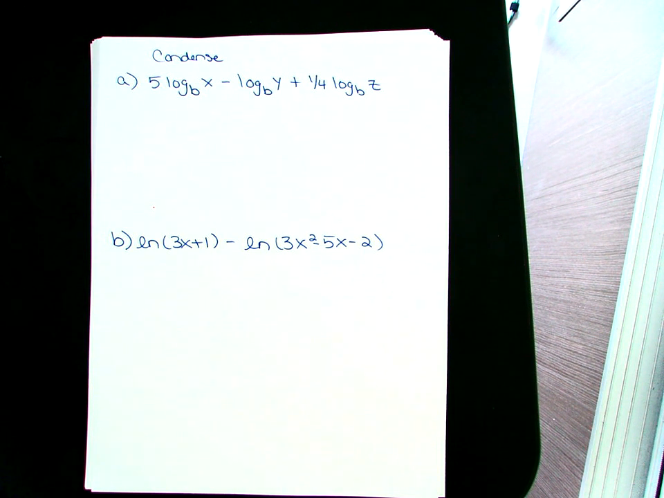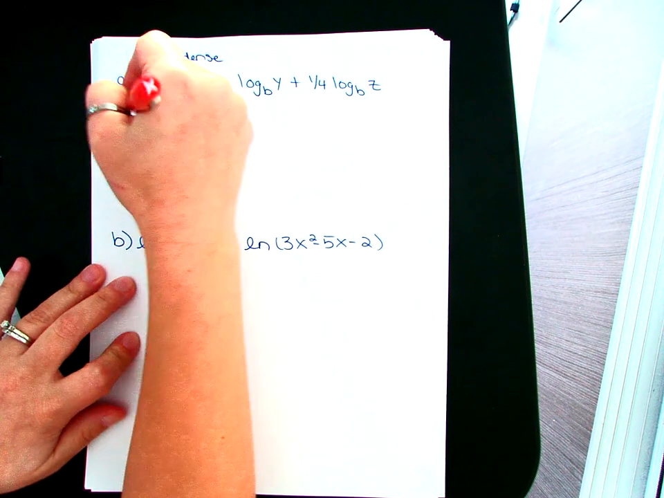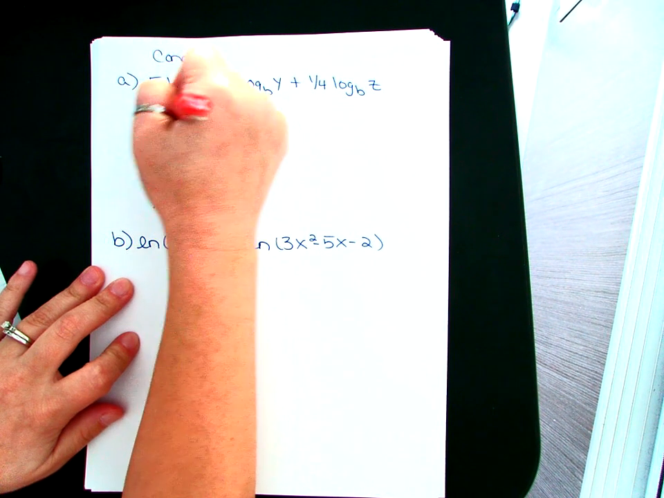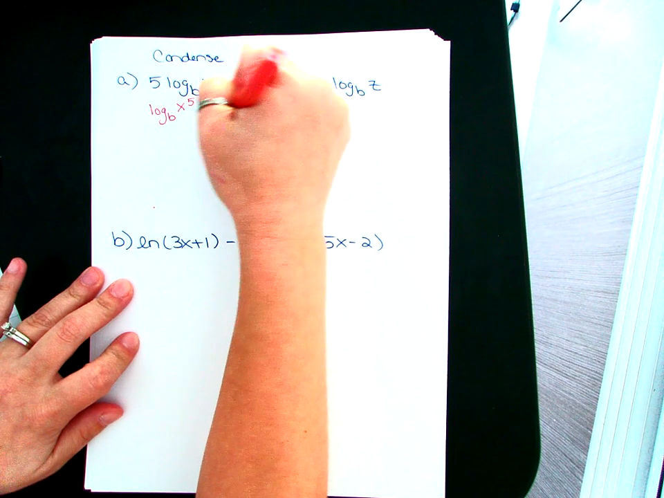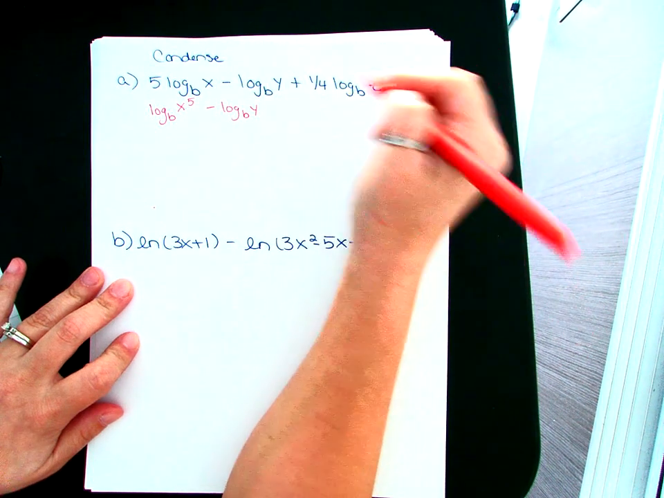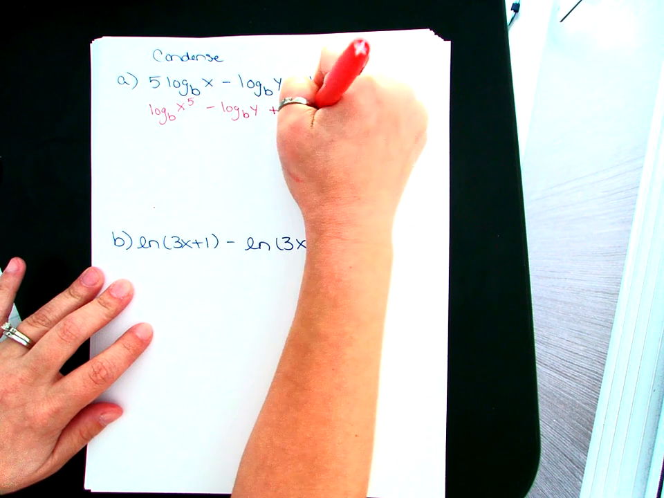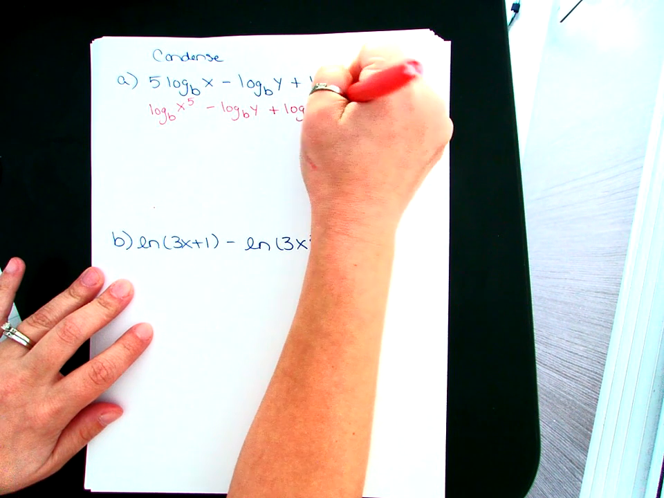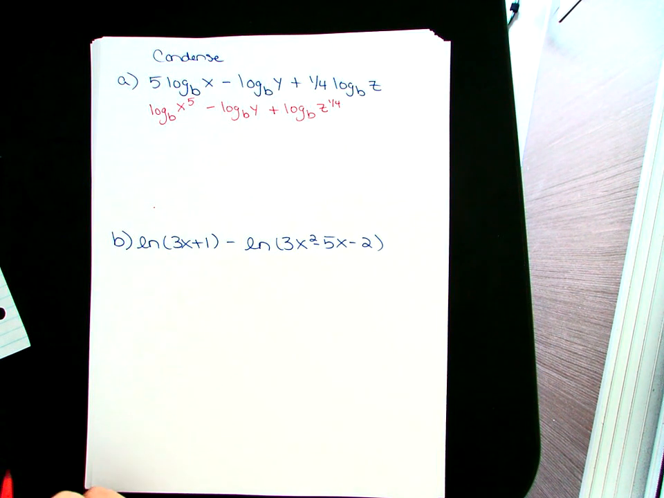And that's usually the easiest place to start. This 5 out front is going to come inside and be the power on my x. So that I have log base b of x to the 5th. There's no number in front of my next log, but there is in front of my last. Log base b of z to the 1/4. What would you do next?